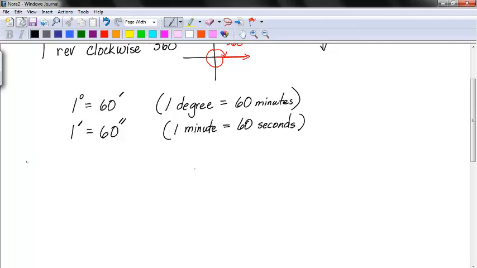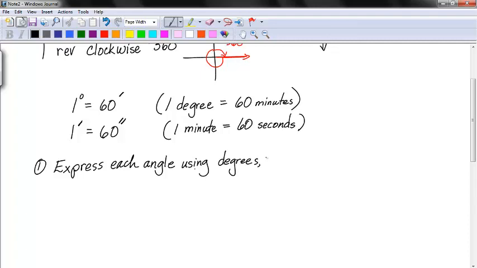We used to do all of this by hand. Lucky for you, Texas Instruments and other companies put it all on the calculator. So let's look at examples. Express each angle using degrees, minutes, and seconds. Now this one they're going to give you decimal degrees and they want you to go to degrees, minutes, and seconds. So let's say I give you 20.6 degrees, and they want you to go to degrees, minutes, and seconds.